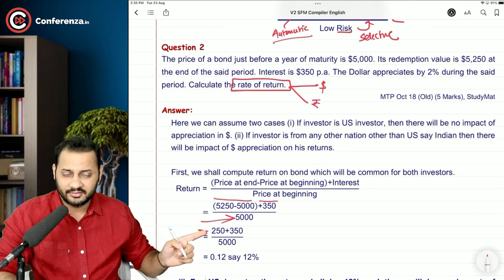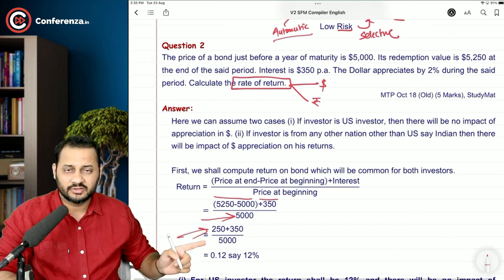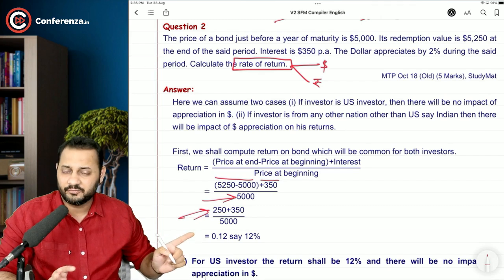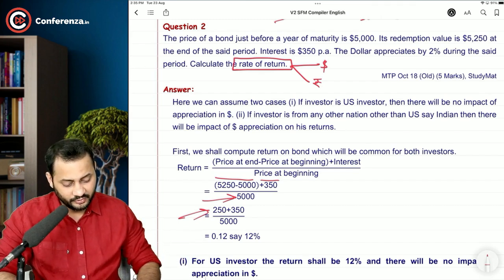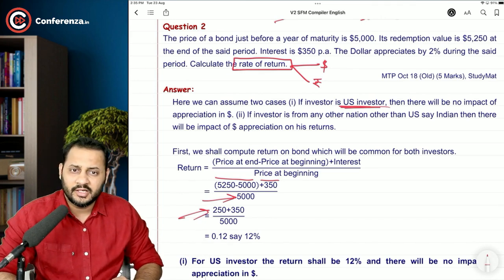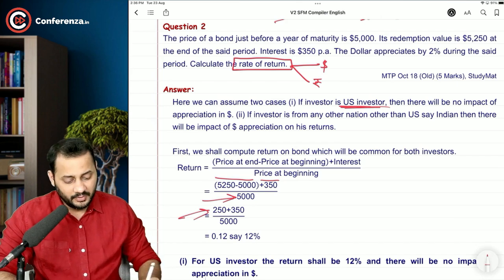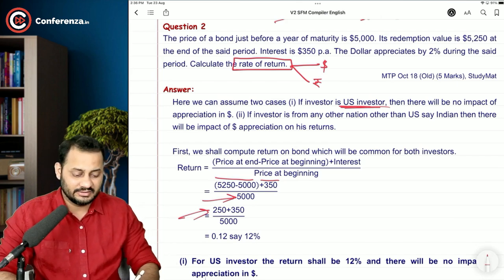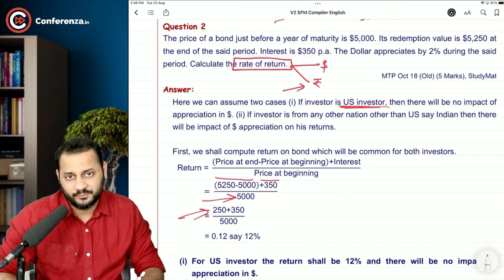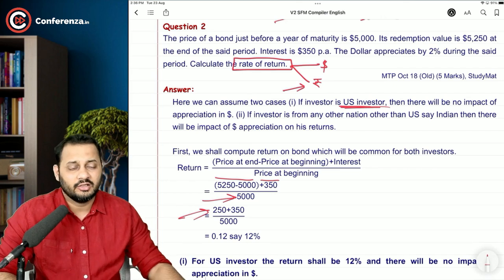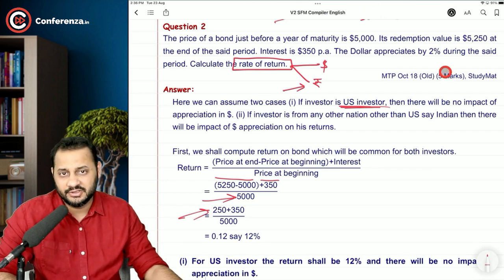$600 is the return. Investment is $5,000 and the return is 12%. That's very easy if you want to calculate the return for a US investor, anyone who is investing in the dollar and wants the return in dollar itself. But when it comes to the other currency, you have to be careful in this equation. So you have to understand what the dollar appreciation means.